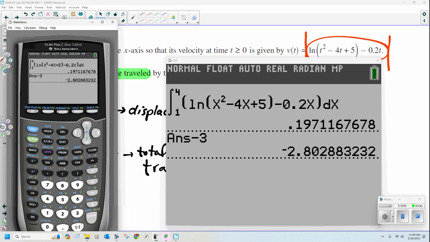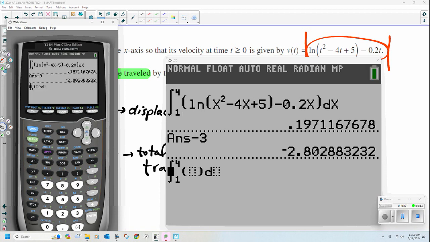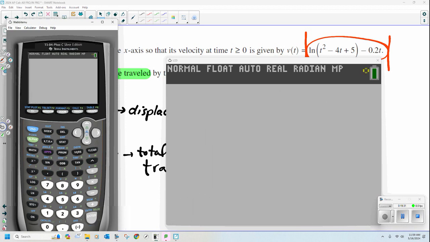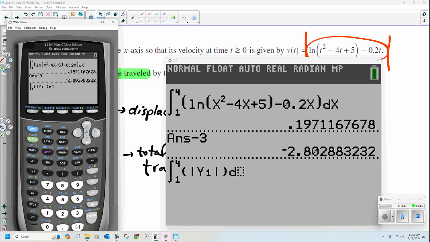Okay, so I go math 9 from 1 to 4. Okay, I want to integrate my y1. I want to integrate this equation. That's my velocity for this problem, and it is assigned to y1. So right here, I need to put the absolute value bars. Okay, so if I hit math, I move over to number, choice 1. Boom. And I'm going to put vars, y variables, enter, enter. I'm going to integrate the absolute value of y1 with respect to dx.